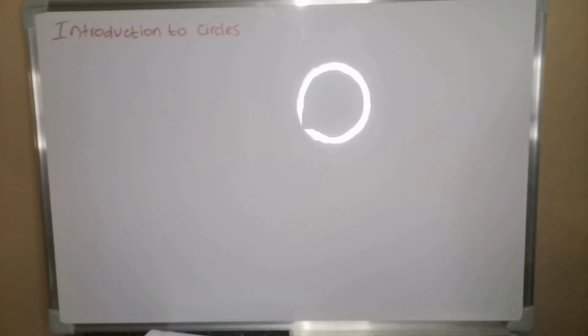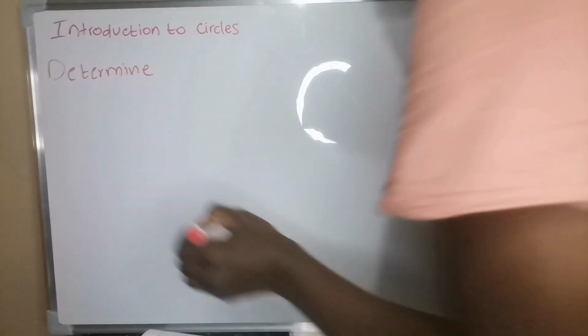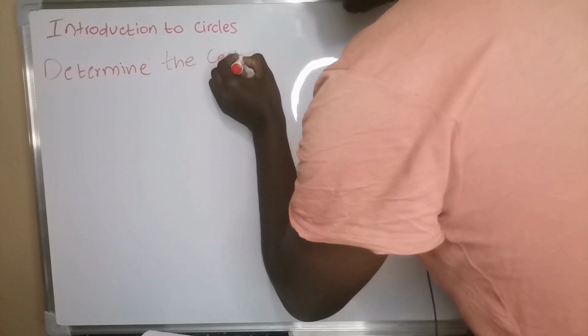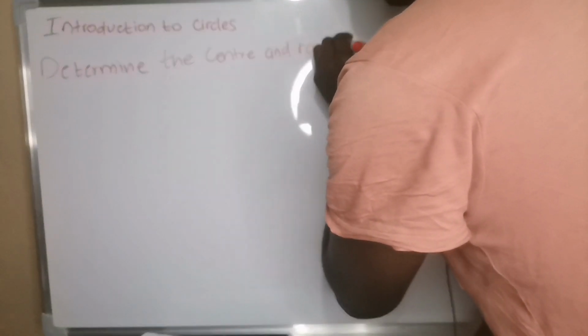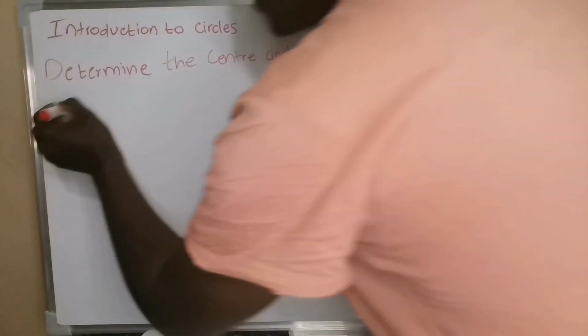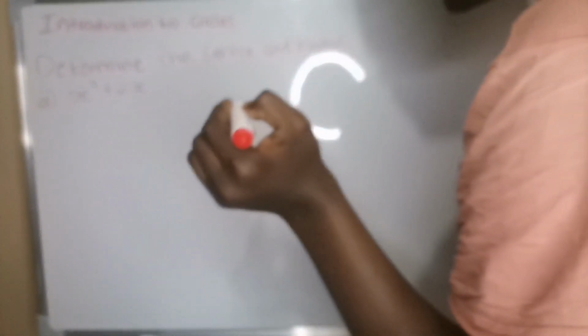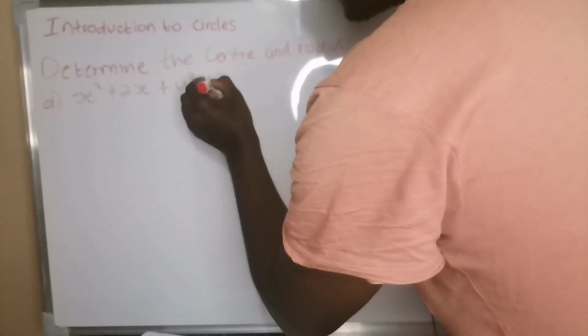Determine the center and radius. Number A, we have x squared plus 2x plus y squared minus 6y equal to 6.